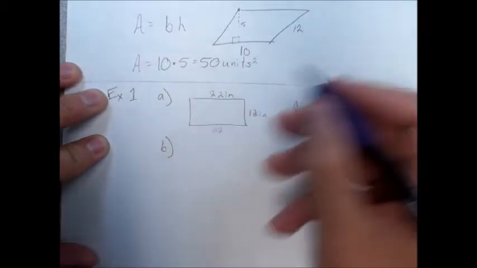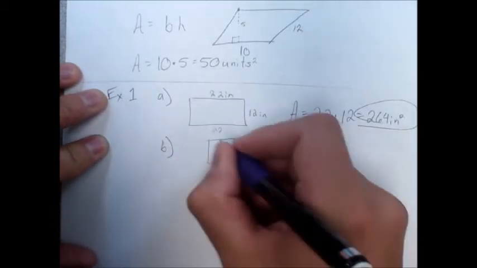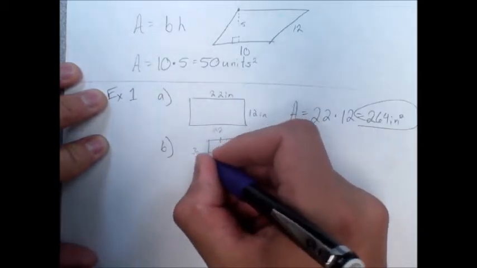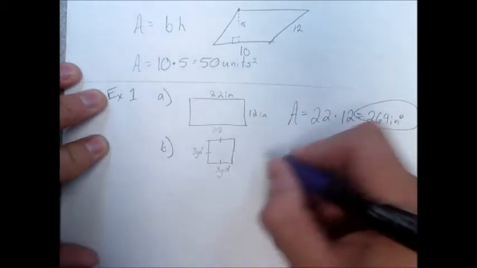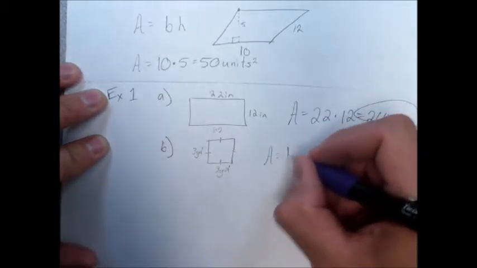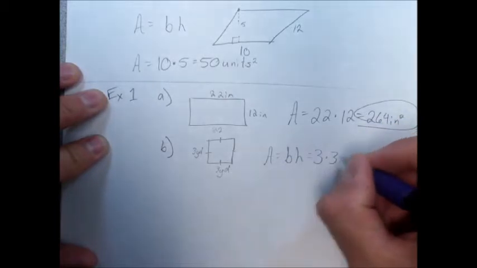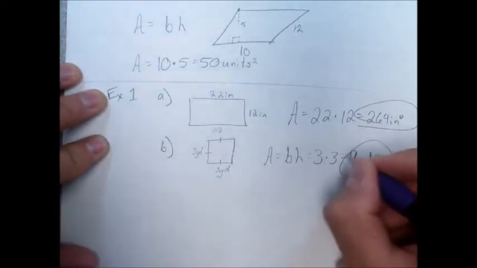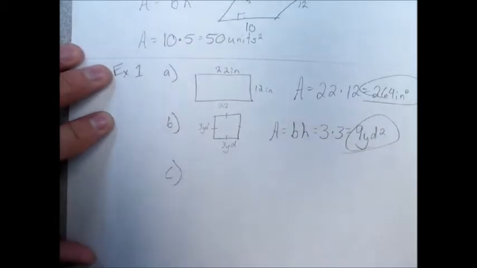On B, it gives us a square, excuse my drawing, gives us these little hatch marks, and that tells us the length of one side is 3 yards. And because of these little hatch marks, it means that each side is 3 yards. So again, area is base times height, so we just plug it in, 3 times 3, which is just 9 yards squared. Final answer.